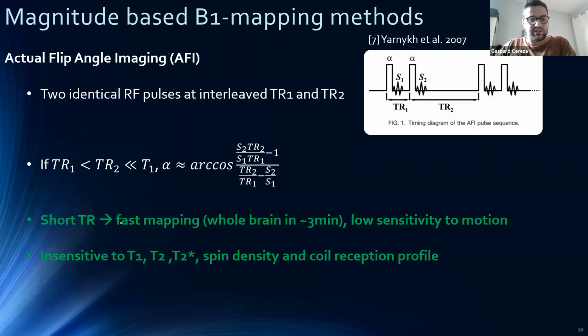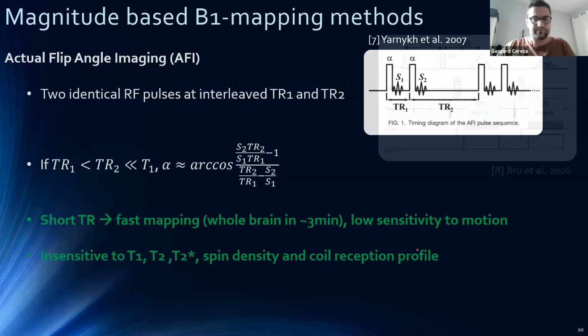This solution is also insensitive to T1, T2, and T2 star because of the small TRs that we are using. The spin density and the coil reception profile will remain the same between the two acquired images, so it will also be insensitive to these things. So that's a pretty interesting method compared to the DAM.